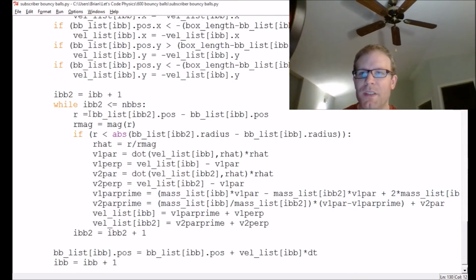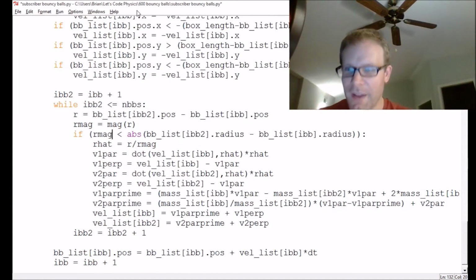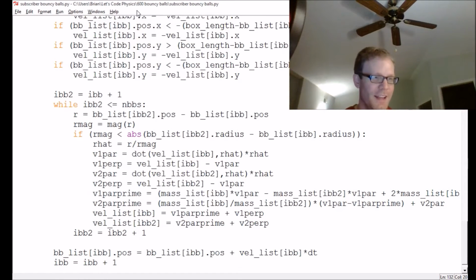So that way it's only going to check the combinations that haven't been checked yet. We've got our relative position vector, the second position minus the first position. We're taking its magnitude. And we're checking, oops, this thing is a vector. That is going to throw me an error. I need our magnitude. You've all been staring at that for the last 5 minutes, saying fix the RMAG, fix the RMAG. Less than the absolute value of the difference in the radii.